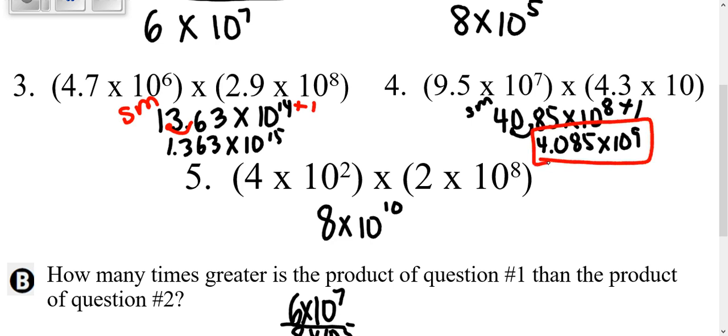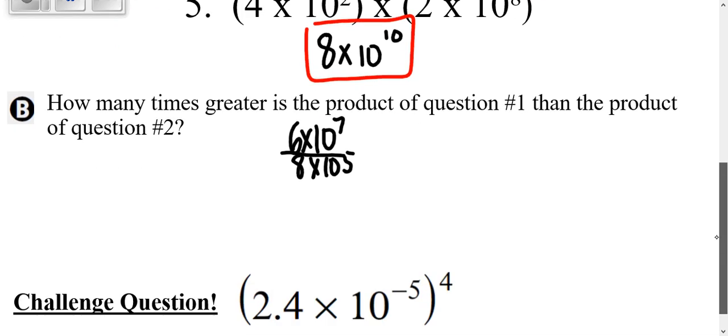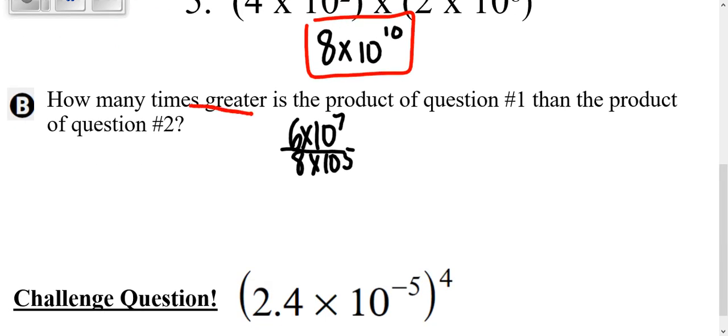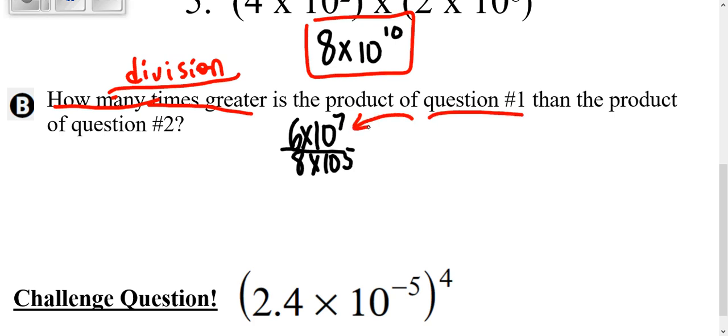And then this is your answer. So now it says how many times greater is the product of question one? There it is again. How many times greater, division? Just divide. So you have 6 times that. How many times greater is the product of question one, and this is the product of question one, than the product of question two, which is this.